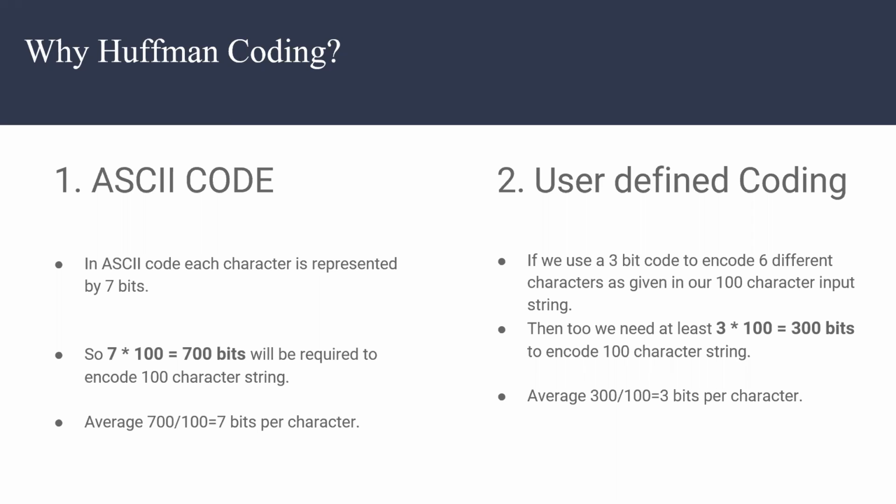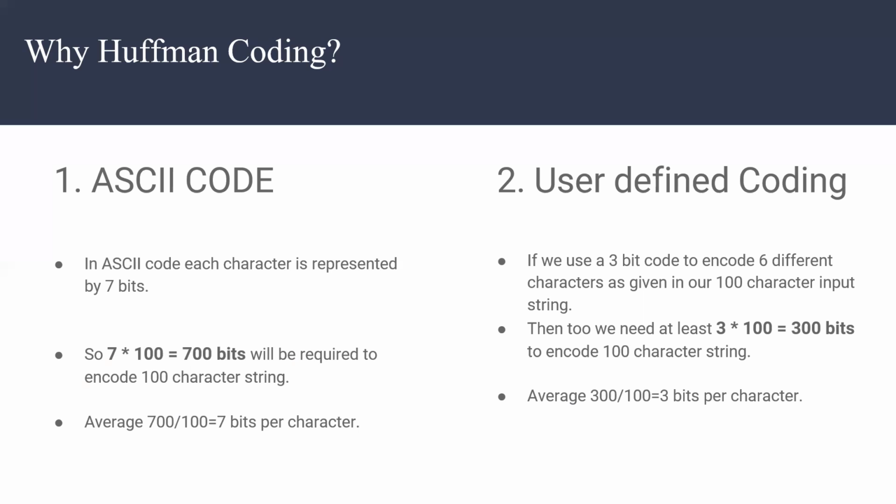So in total we have a 700-bit message if we use ASCII code to encode the input string of the given example. Okay, so if we want to transfer this 100-character message using ASCII code, then we have to use 700 bits for transportation of this 100-character string. So what will be the rate? The average bits per character will be 7 bits per character.